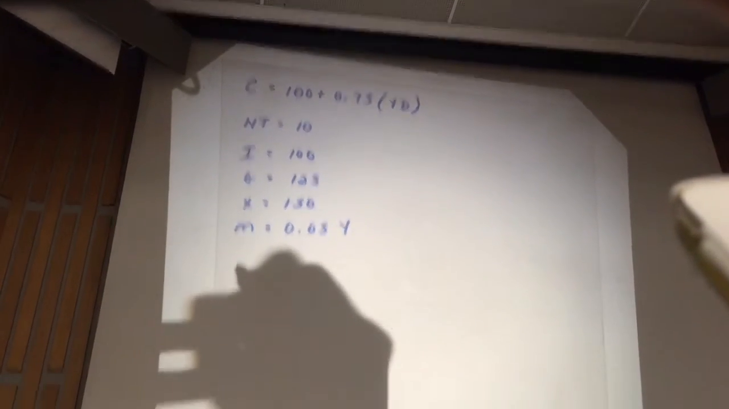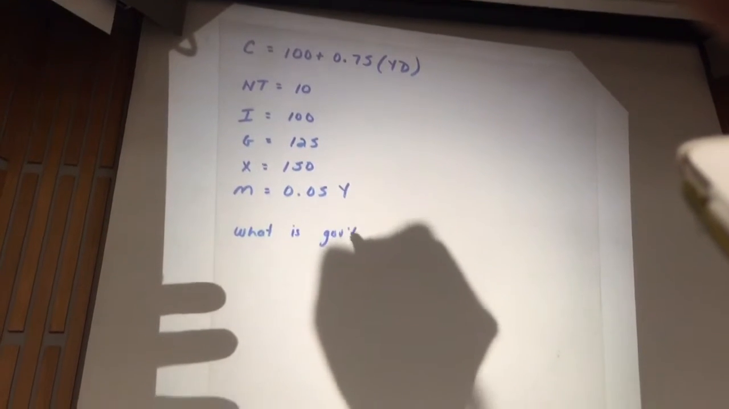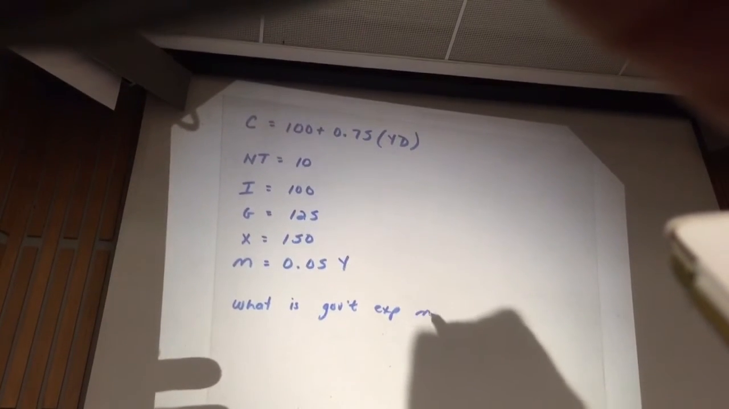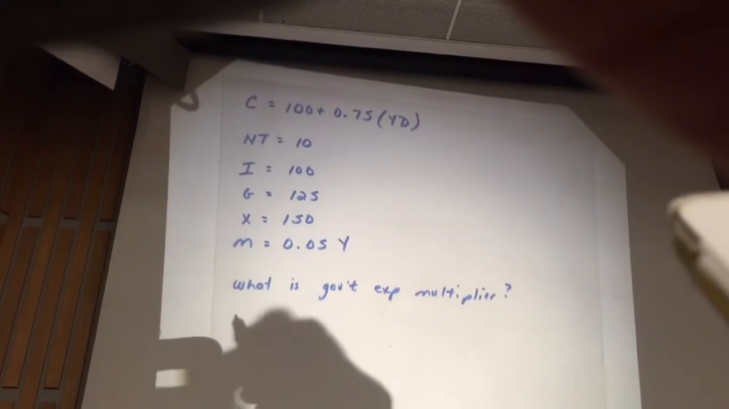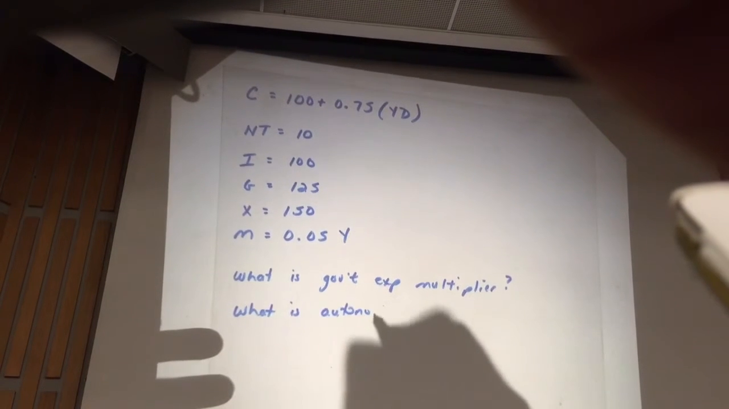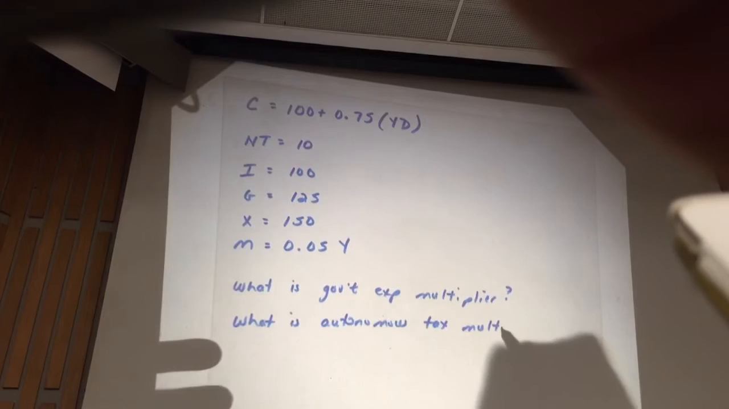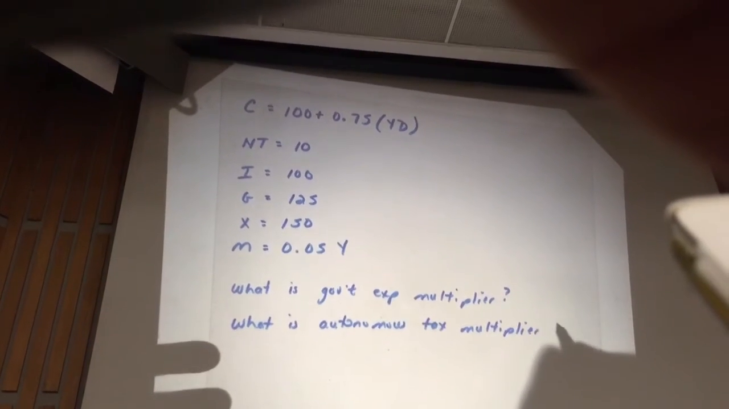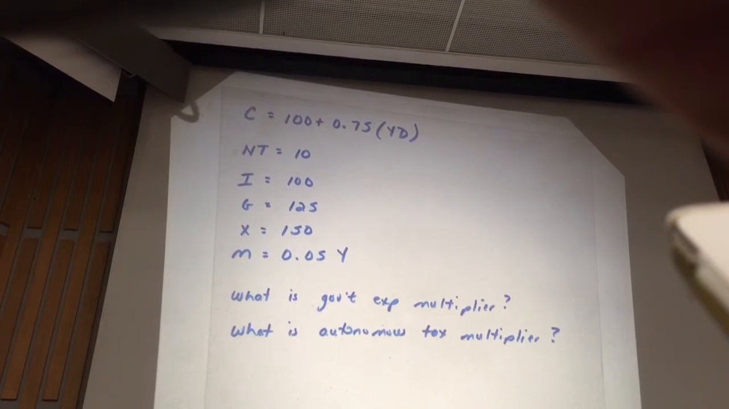I want to know what the government expenditure multiplier is and what the autonomous tax multiplier is. So we've got time, so let's work through this.